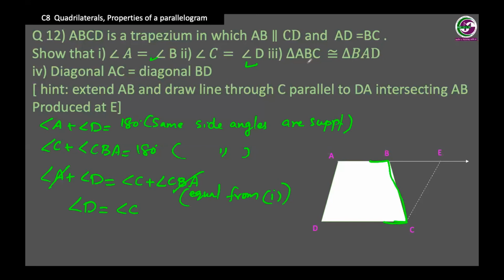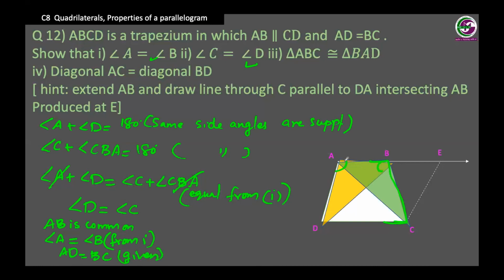And now we have to show that triangle ABC and BAD are congruent. It is an easy part. We have AB is common. We have a side now. Angle A and angle B are equal, we proved in part 1. And we already have AD is equal to BC, it's given. So by side angle side, triangle ABC is congruent to BAD. That was the third part.